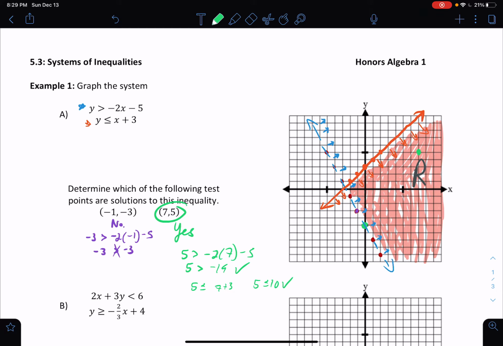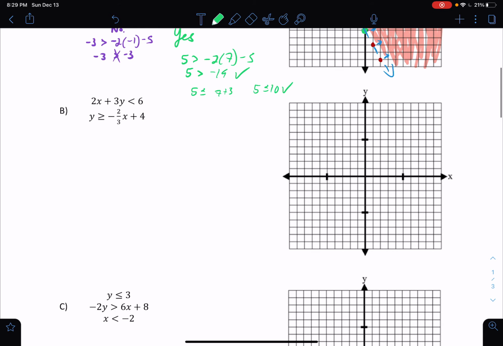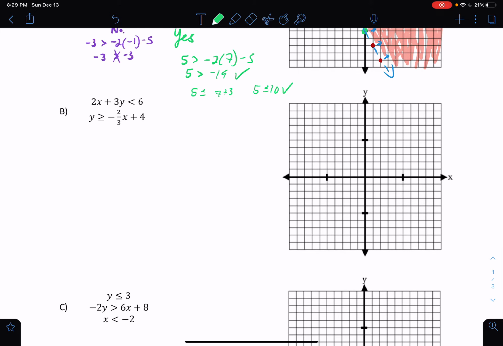All right, let's try another one. So we got 2x plus 3y is less than 6. First thing I need to do here is get this into slope-intercept form. So I'm going to subtract 2x from both sides. So I'll get 3y is less than negative 2x plus 6. And then I'm dividing everything by 3. So I get y is less than negative 2/3 x plus 2.